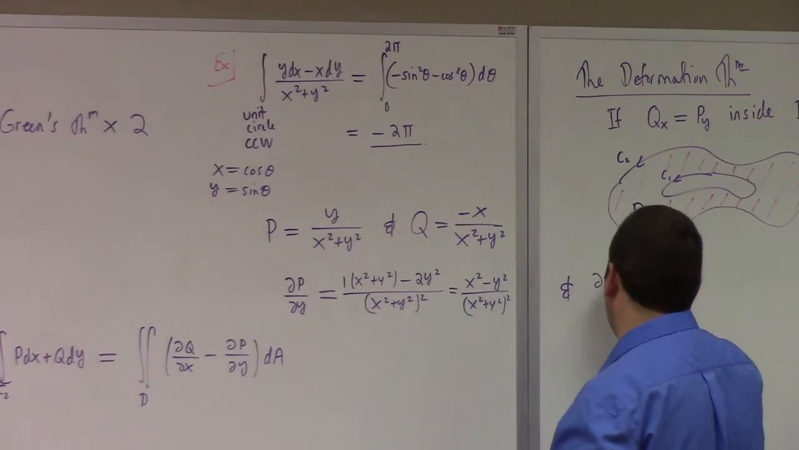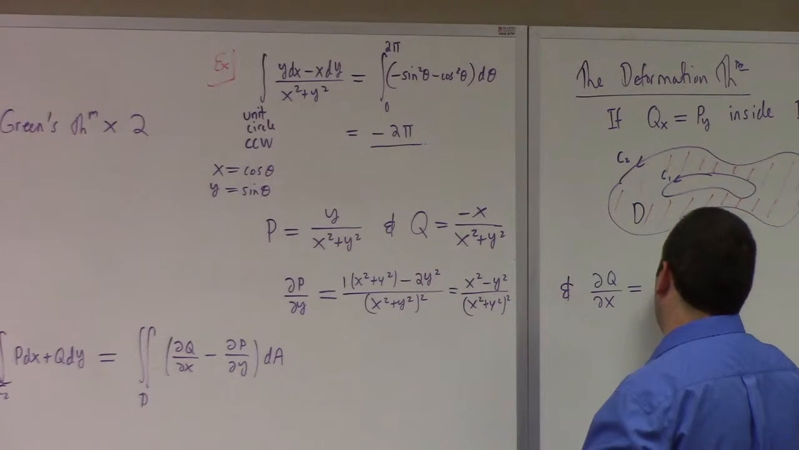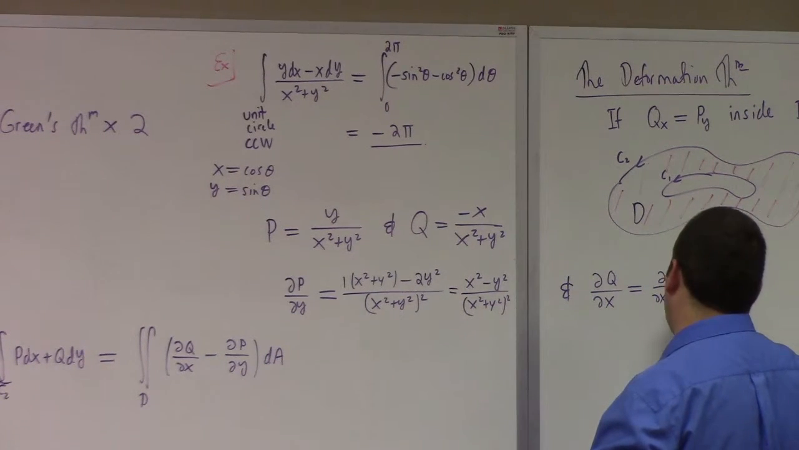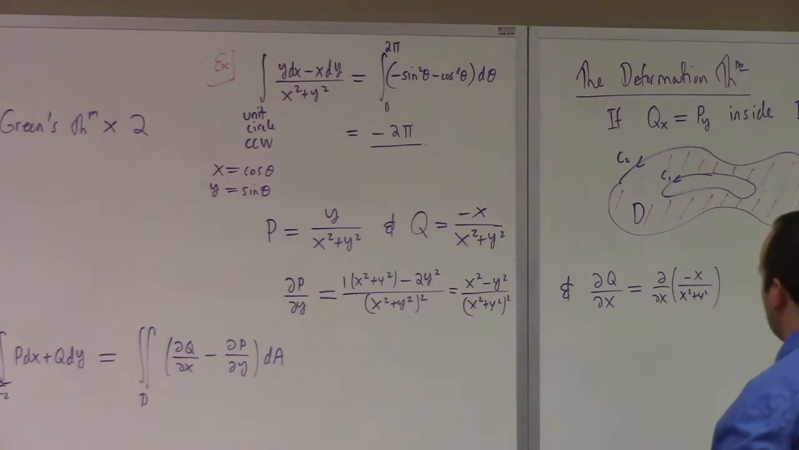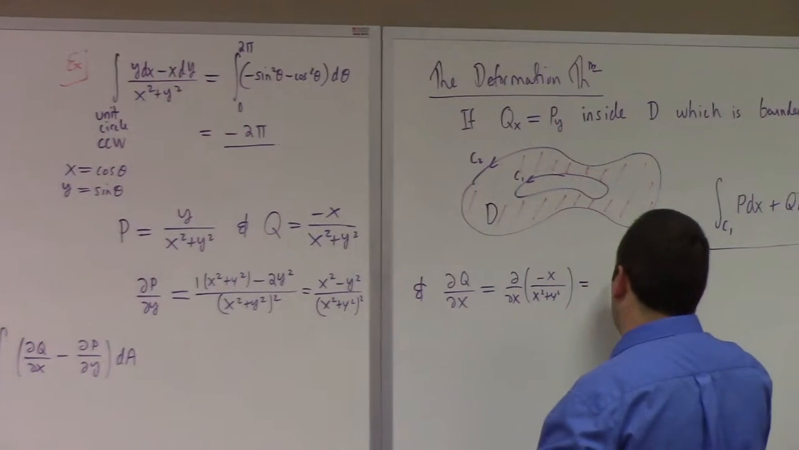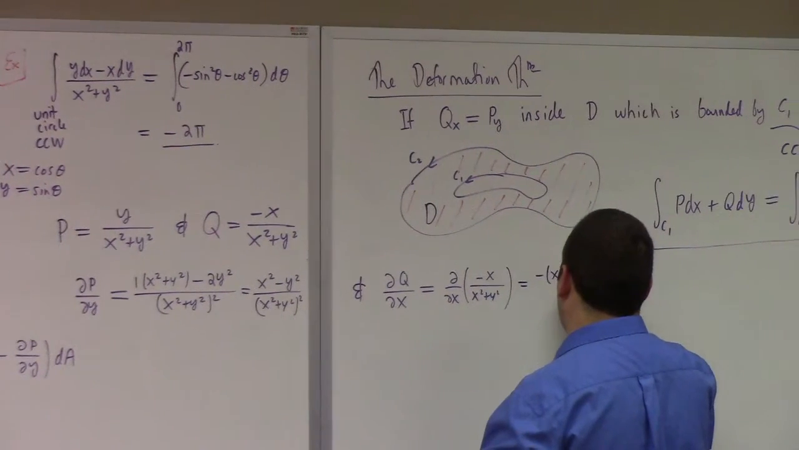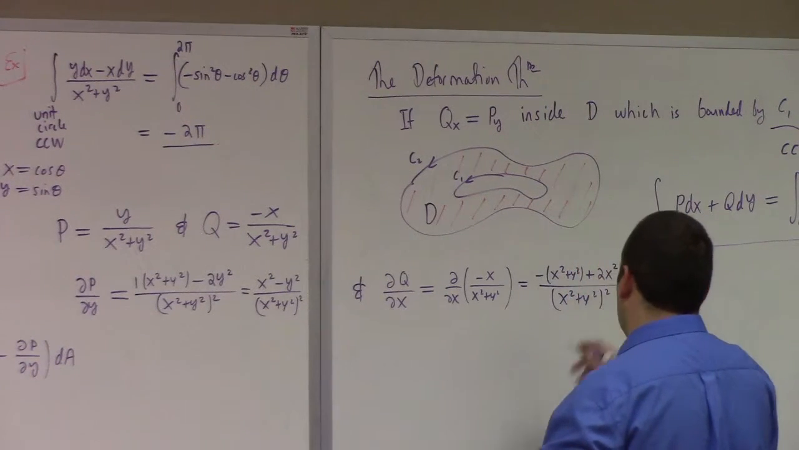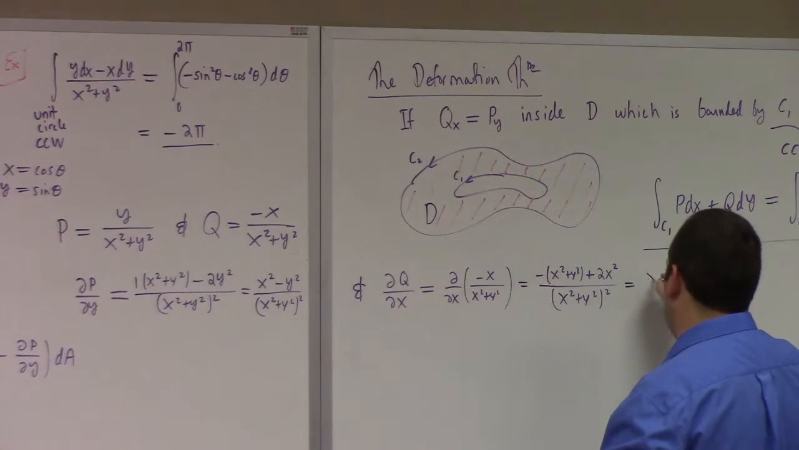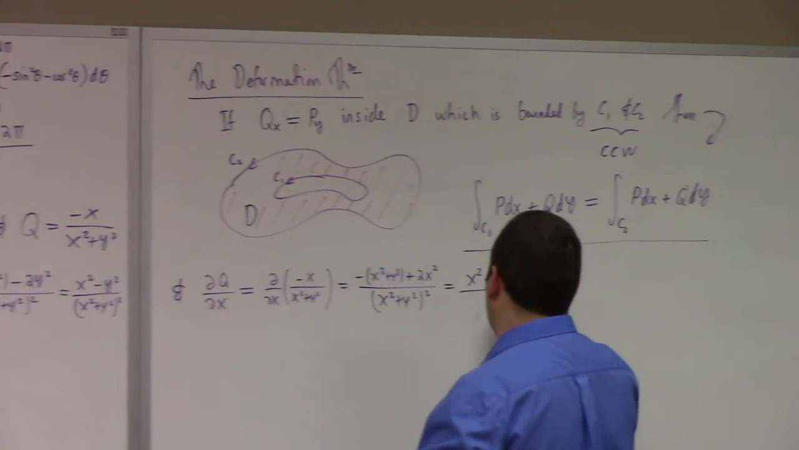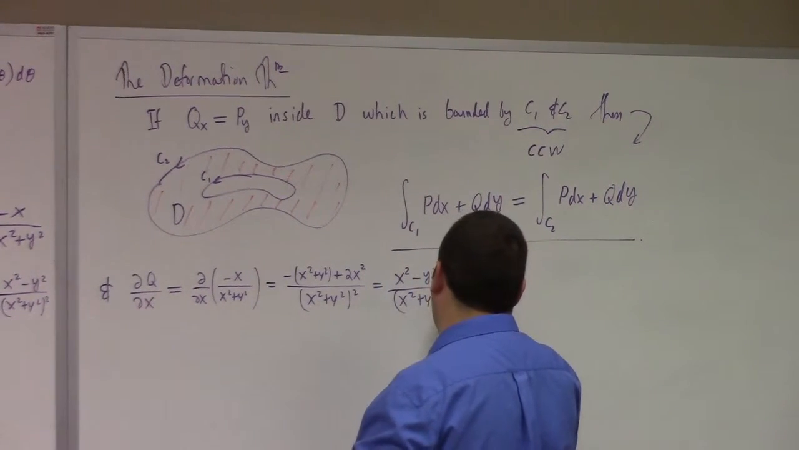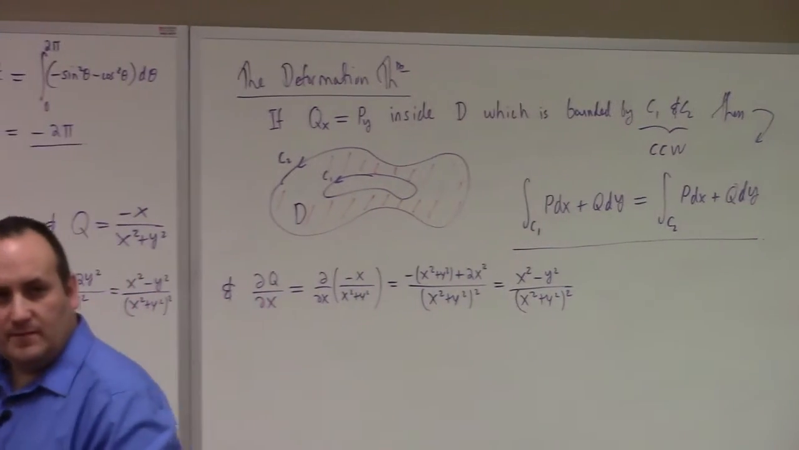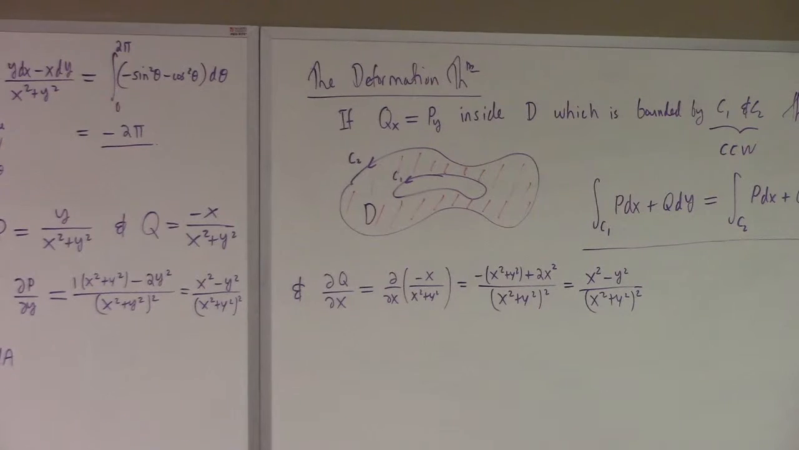And, let's see here, partial q, partial x, it's partial x of minus x over x squared plus y squared, right? Which is going to give me minus, and then x squared plus y squared plus 2x squared divided by x squared plus y squared squared, which is x squared minus y squared over x squared plus y squared squared. What do you know? This vector field, p comma q, meets the condition of the deformation theorem, right?